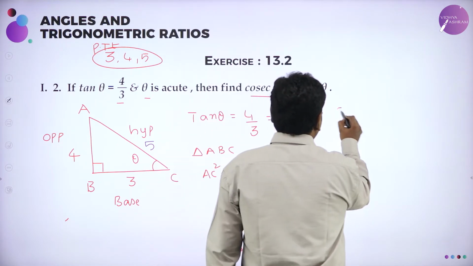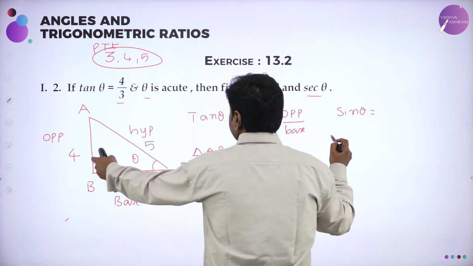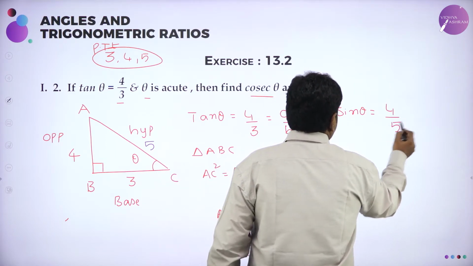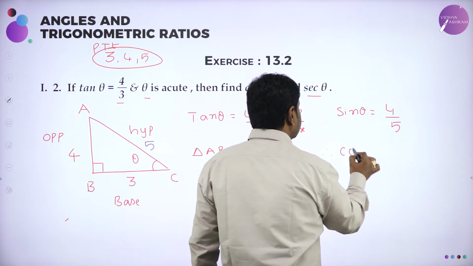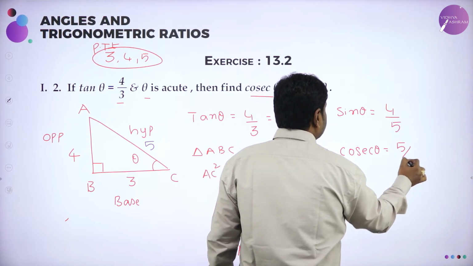So first I'll write sin theta, because the reciprocal of sin theta is cosecant theta. Sin means what? Opposite by hypotenuse. 4 by 5. And cosecant they want. Therefore cosecant theta is the reciprocal of it. What is cosecant theta? Reciprocal of 4 by 5, that is 5 by 4.